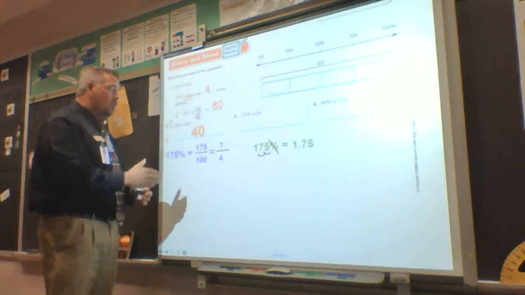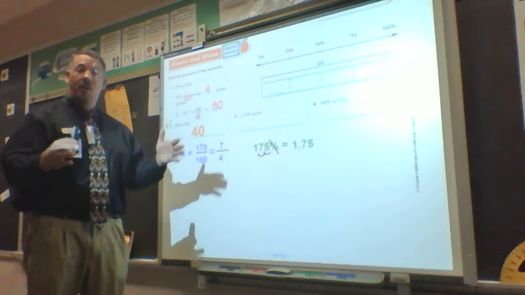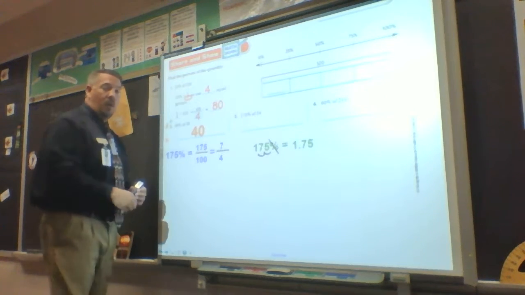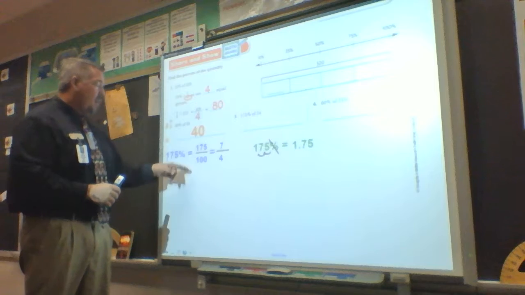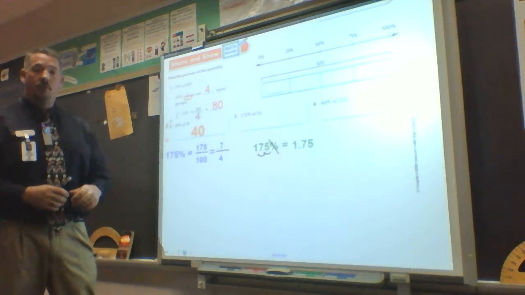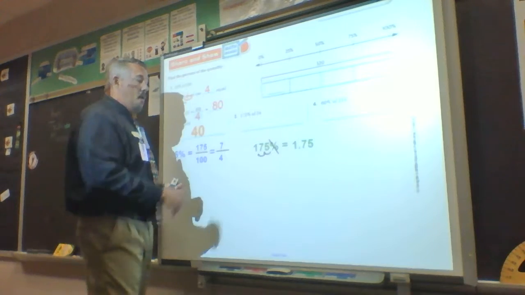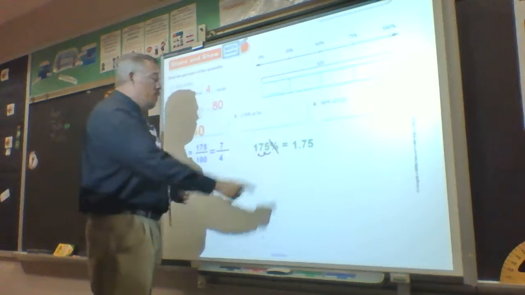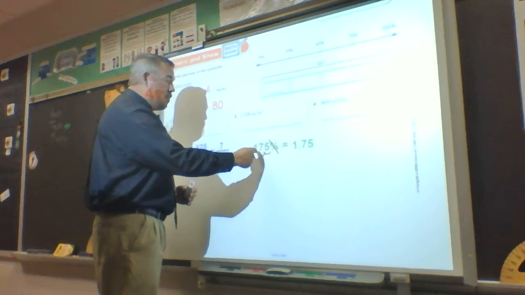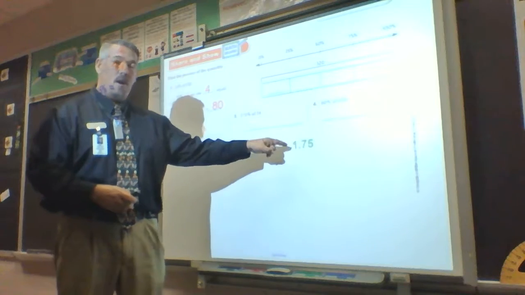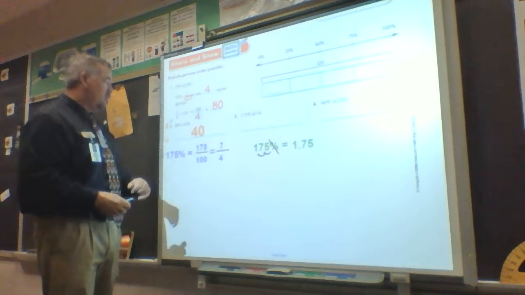When I reduce those then, if I think about quarters, 25 cents, 25 goes into 175 7 times, and 25 goes into 100 4 times. So I reduce by 25s. To do my decimal point, I simply drop my percent sign, move the decimal from right to left 2 times, and it's just 1.75. We'll talk about how to set that one up here in just a second.